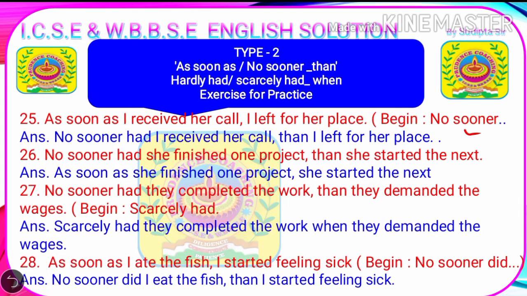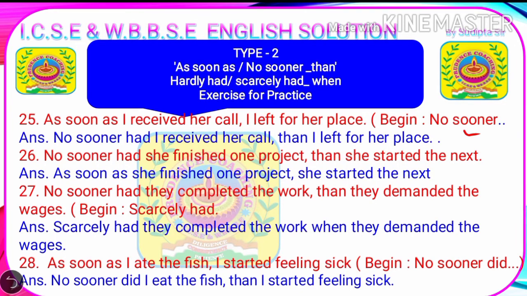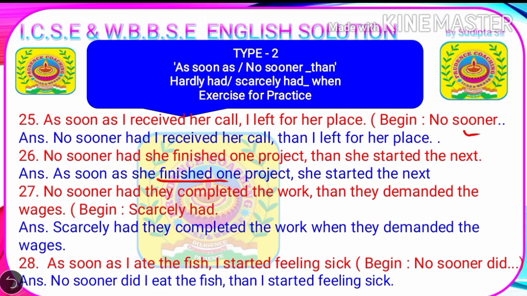The answer is, no sooner had I received her call than I left for her place. Number 26. No sooner had she finished one project than she started the next. Answer, as soon as she finished one project. So while we are using as soon as, we will have to use the past form of the verb, that is finished. As soon as she finished one project, she started the next.